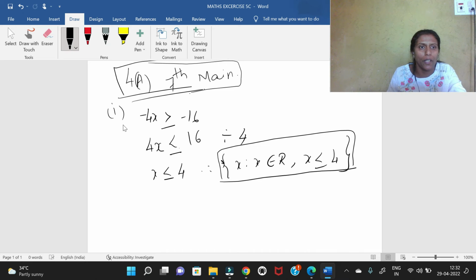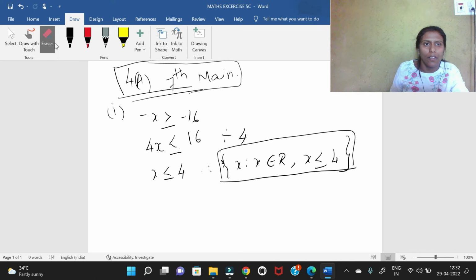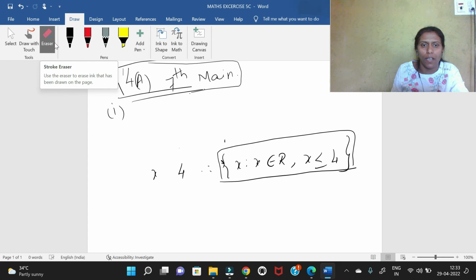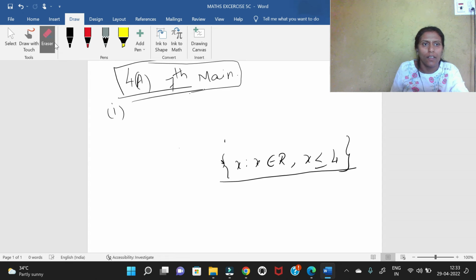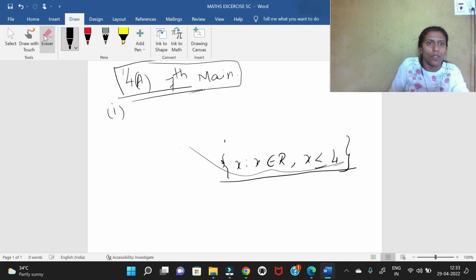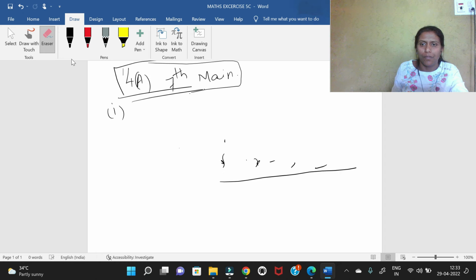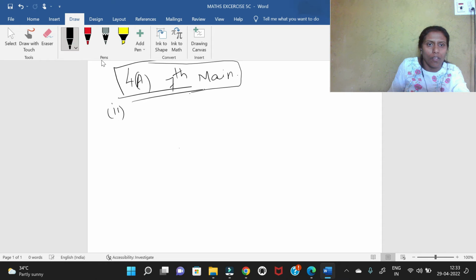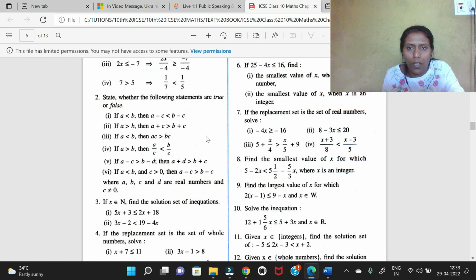So now what I do is, let me erase the board. Alright. And move for the second one. What is the second one saying? What is my second one telling? 8 minus 3x less than or equal to 20.